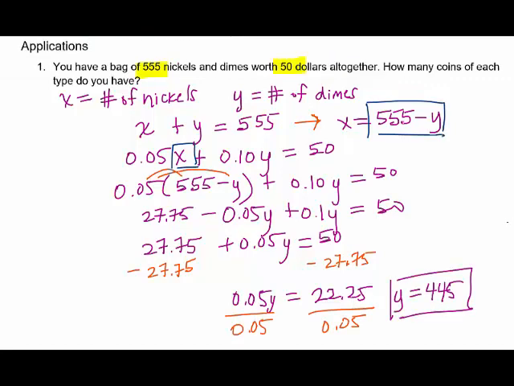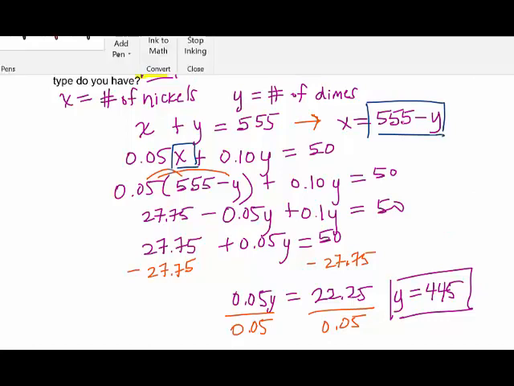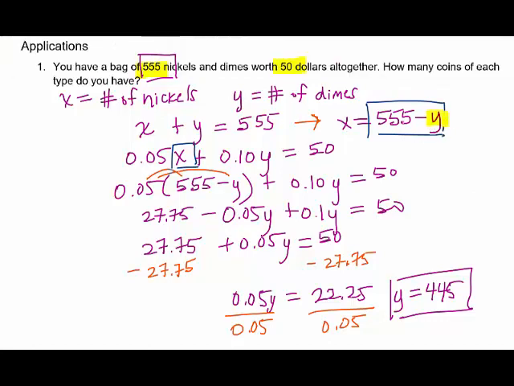Okay, well, 445, that was the number of dimes, that was a y value, and so there must be 110 nickels, because remember, the total number of nickels and dimes altogether is 555. Okay, so another way that you could find the x value is to just take this y value, 445, and substitute it into this expression.